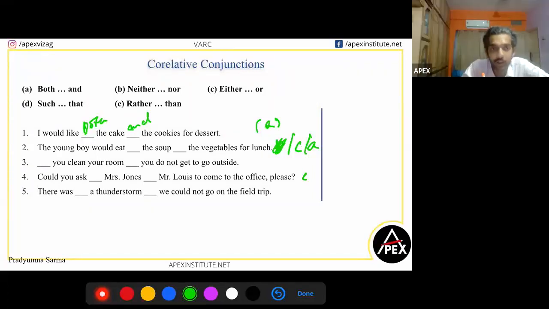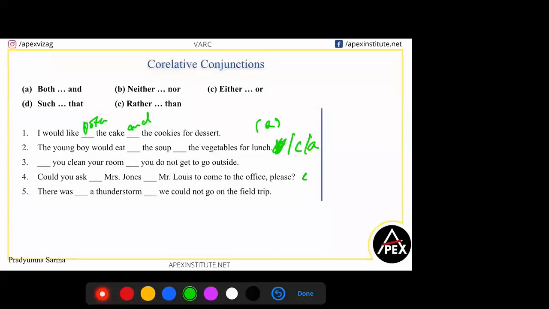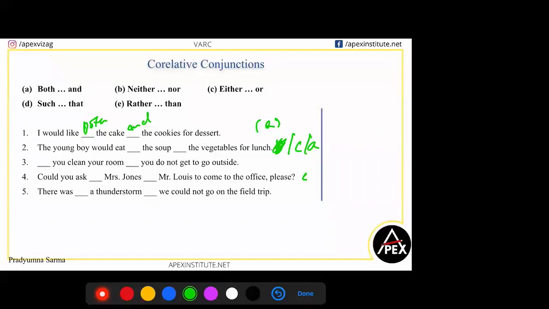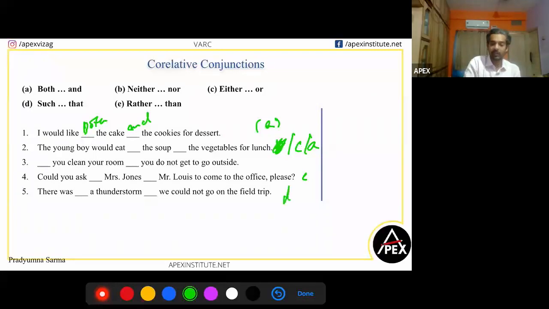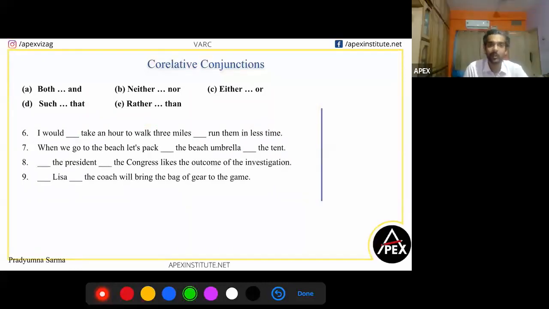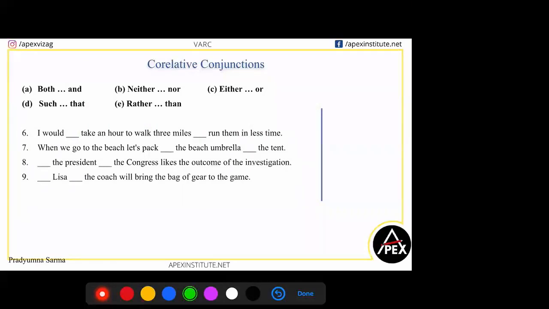Should we go to the fifth one? Yes sir. What will the answer be? There was touch and thunderstorm, so that we could not go on the field trip, so D is the answer. All right, next. Should we do this fourth one fast? Come on. I would dash take an hour to walk 3 miles, dash run them, rather take an hour.